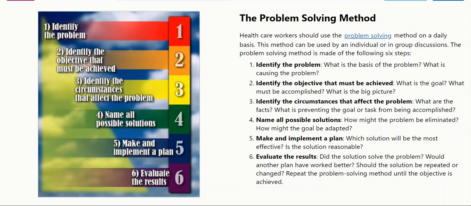What is the big picture? Identify the circumstances that affect the problem. What are the facts? What is preventing the goal or task from being accomplished? Name all possible solutions. How might the problem be eliminated? How might the goal be adapted? Make and implement a plan. Which solution will be the most effective? Is the solution reasonable?